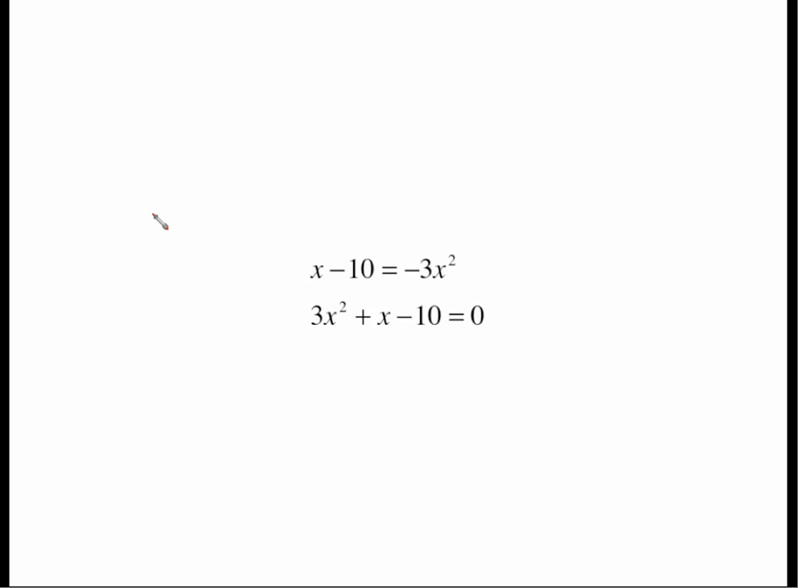Now pause for a second if you want and see if you can get this factored correctly yourself, and then see if you can get things solved out.